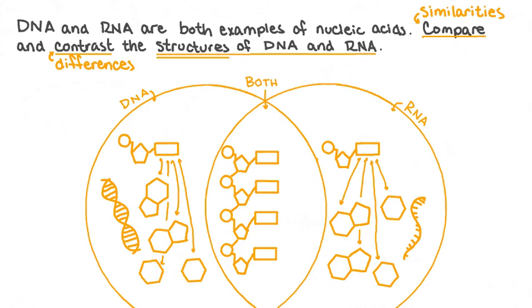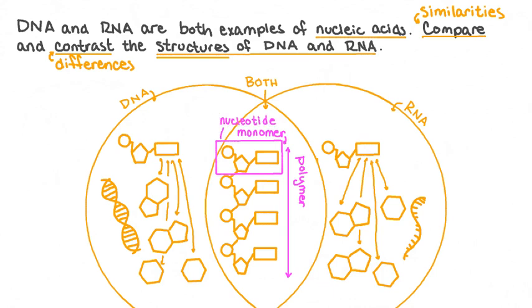Let's start by noting that this question already told us that DNA and RNA are both nucleic acids. And we know that nucleic acids are polymers, and that a polymer is a large molecule made up of repeating subunits, which we call monomers. The monomers of nucleic acids are called nucleotides. And each nucleotide is made up of a phosphate group, a pentose sugar, and a nitrogen-containing base.